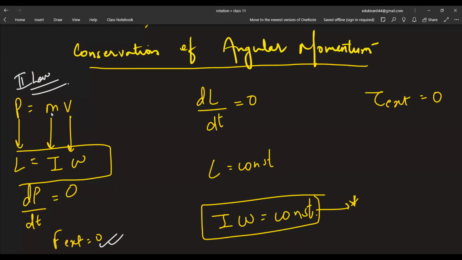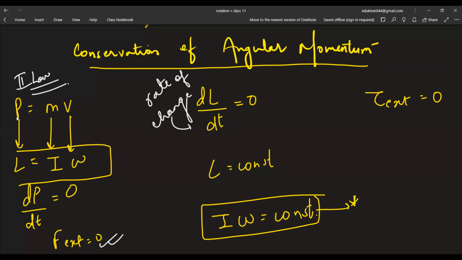Now, the angular momentum remains constant because the rate of change, dL over dt, is 0. So angular momentum is constant. And what's the formula of angular momentum? I omega. How to remember this? You remember P is equal to mv. That's enough.